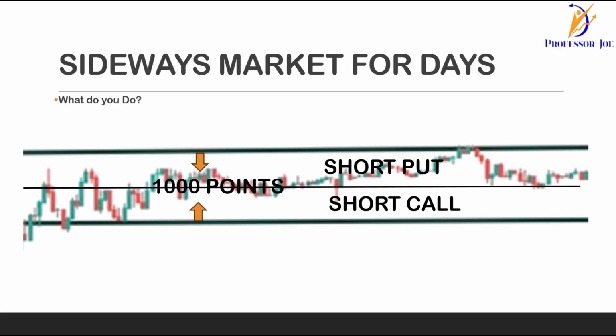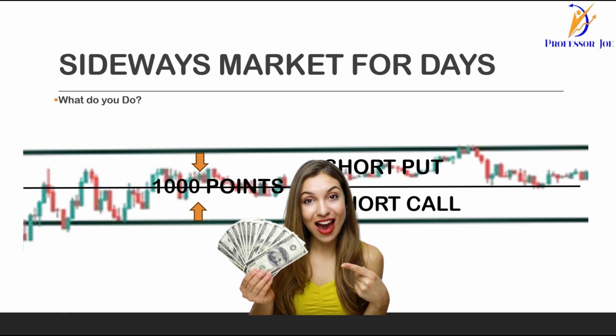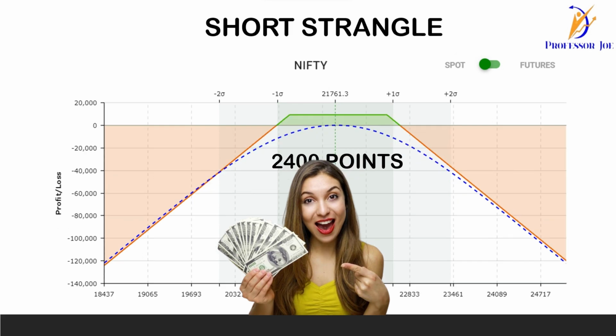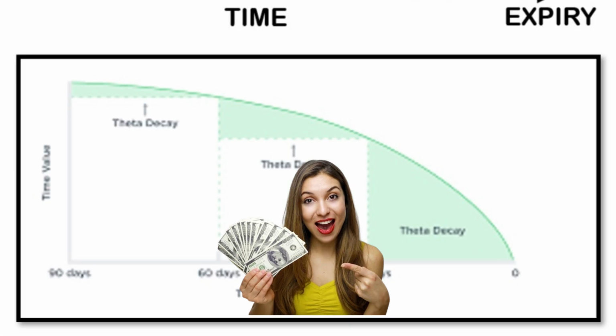I hope that this explanation has made it very, very clear that when the price is in a range-bound market, you can enter using a short straddle, or you can enter the markets using a short strangle and profit out of it by the time the option reaches its expiry.